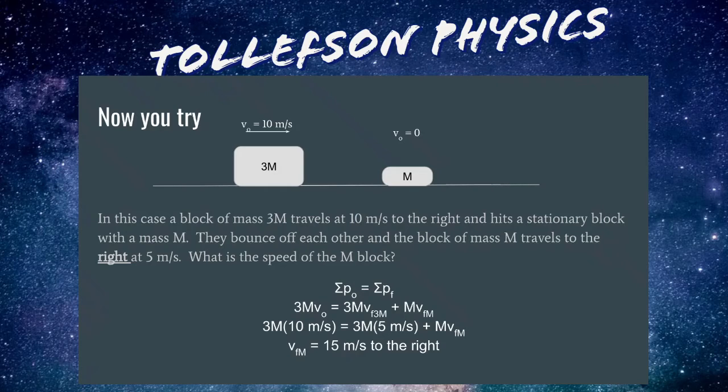All right, here's the solution for what happens. The block with mass m travels to the right at 15 meters per second.